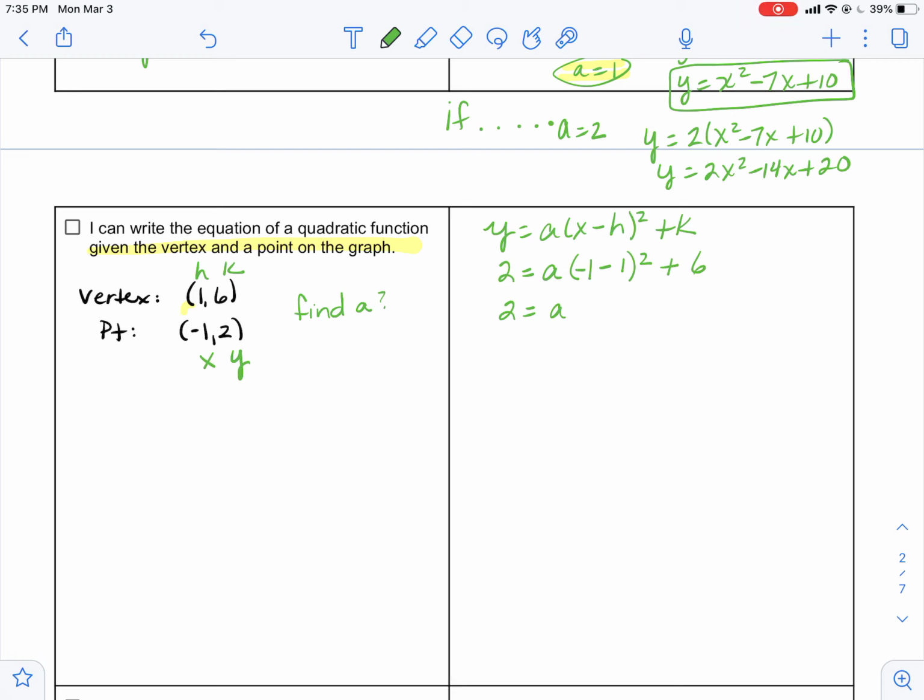So negative 1 minus 1 would be negative 2 squared. So that would be 4a plus 6. We're going to move the 6 over. I get negative 4 equals 4a. So in this case, a is negative 1. Let me double check that. Okay.